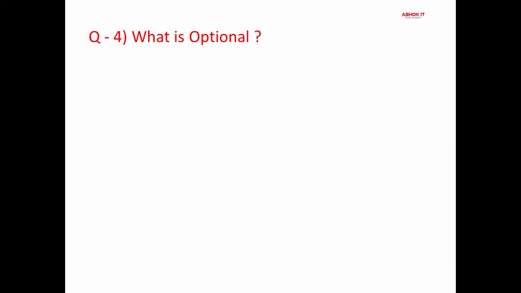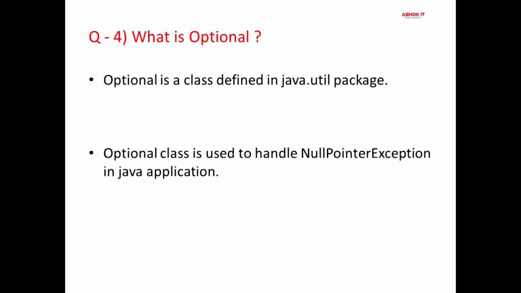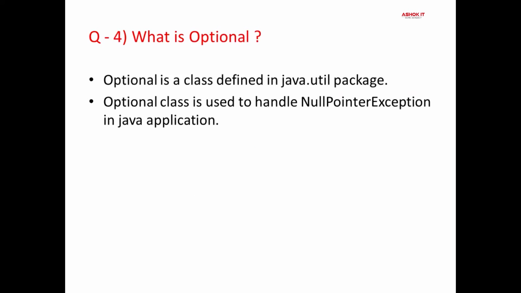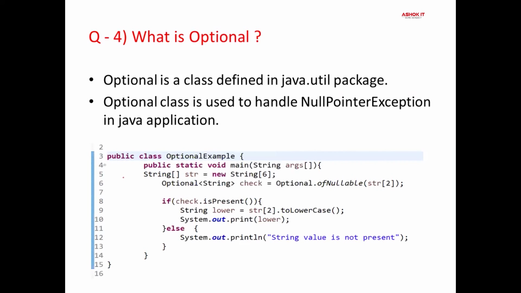Question number 4, what is Optional? Optional is a class in Java which is defined in the java.util package. Optional is a container object which may or may not contain a non-null value. If you want to use this Optional class, you have to import the java.util package in your class. If a value is present, the isPresent method will return true and get will return the value, or else which returns a default value if the value is not present. You can refer to this program.